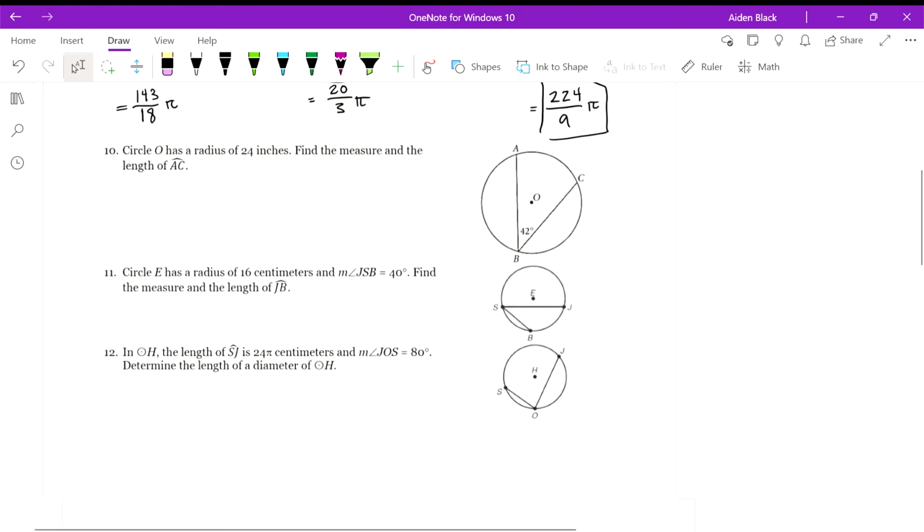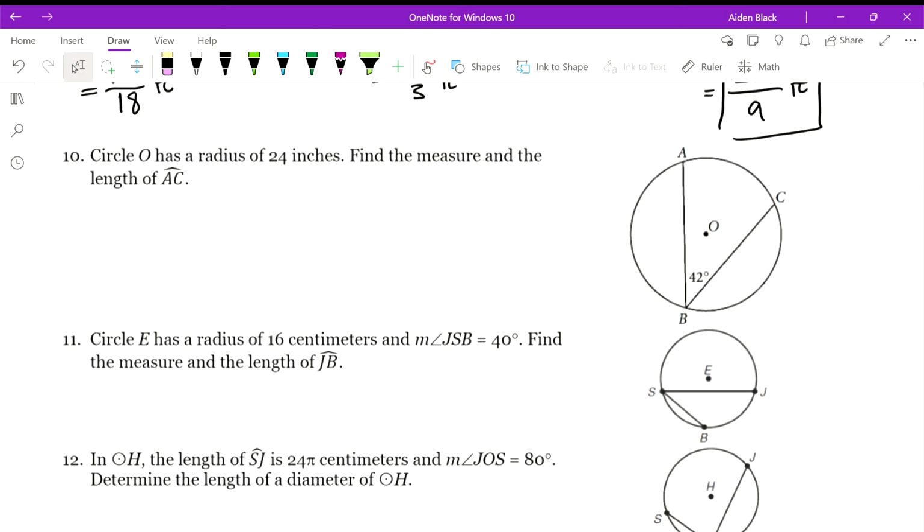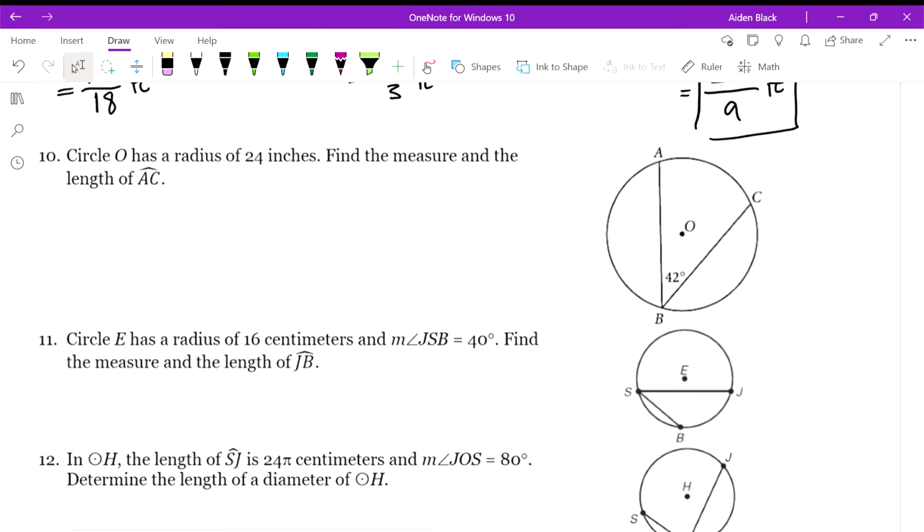Alright, let's check out question 10. Circle O has a radius of 24 inches. Okay, so let's just note that, 24 inches. Find the measure and the length of AC. Well, we can find the measure of AC pretty easily if we consider that angle ABC is an inscribed angle. We know that its intercepted arc, AC, is 2 times the measure of its inscribed angle. So the measure of AC is equal to 84.